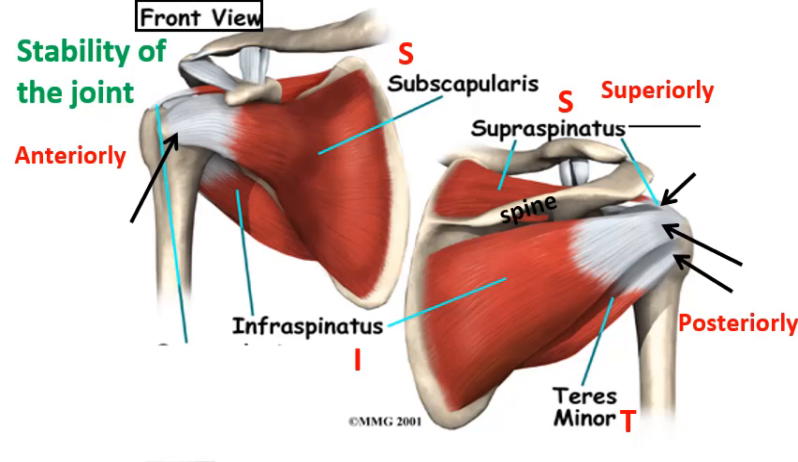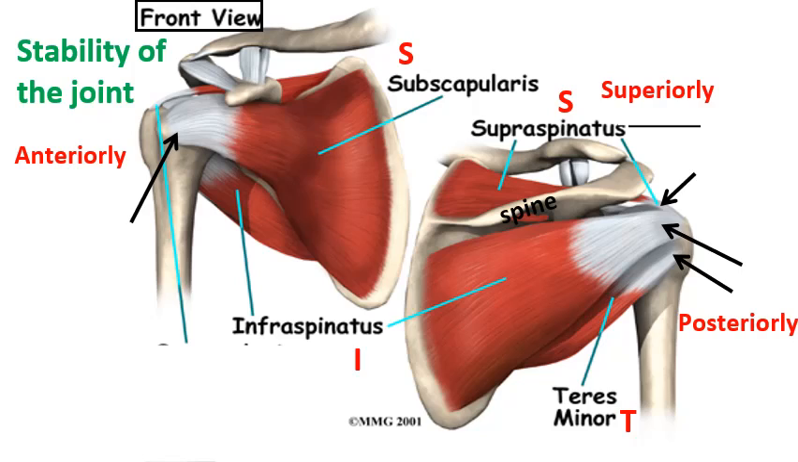Initials, let us say it is SITS, as if one is sitting. S-I-S-T, sit. Sits, S-I-T-S, sits. S for subscapularis, I for infraspinatus, T for teres minor, and S for supraspinatus. So the tendons of these four muscles fuse with the fibrous capsule anteriorly, superiorly, and posteriorly to support the shoulder joint.